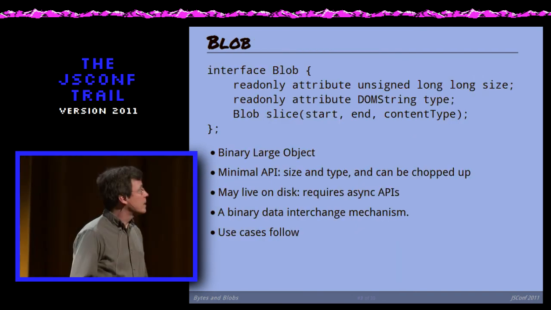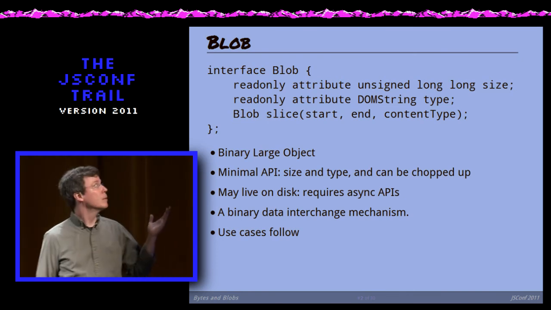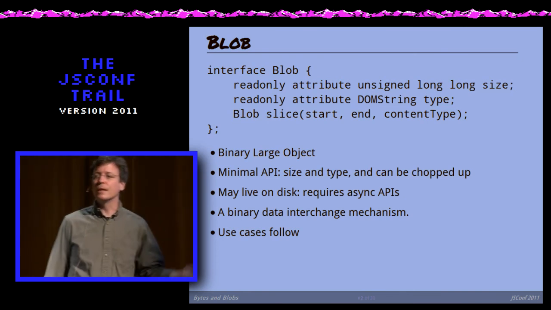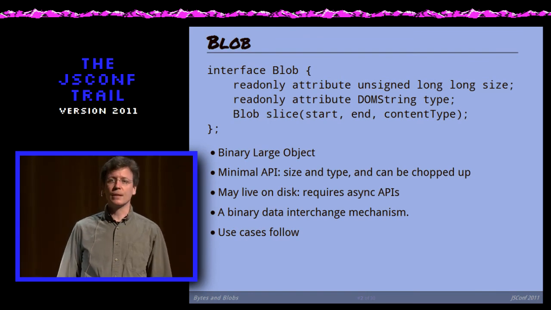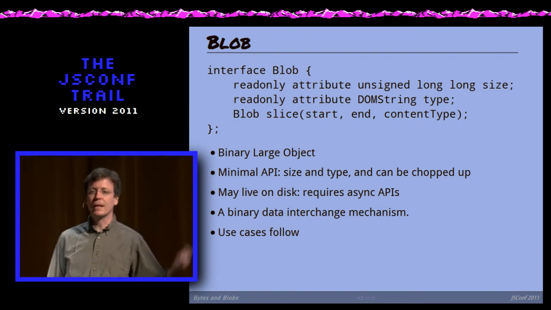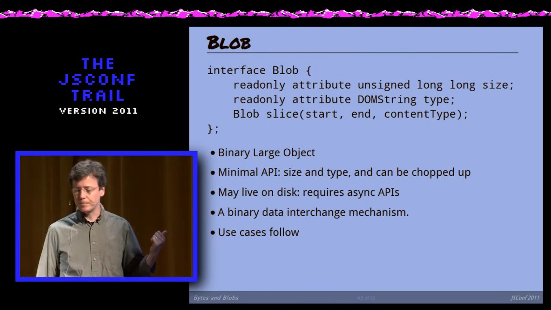Okay, let's move along and see about blobs. The blob API is really, really simple. Blobs have a length. Optionally, they have a MIME type. And they've got a single method where you can slice them up. It's kind of like substring for blobs. But they're opaque. There's nothing in there that's going to let you access any of the bytes. We're going to get to how you do that.